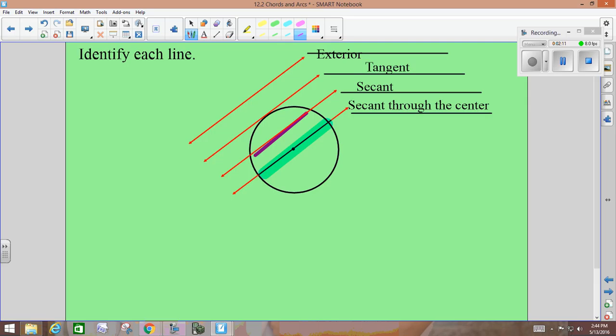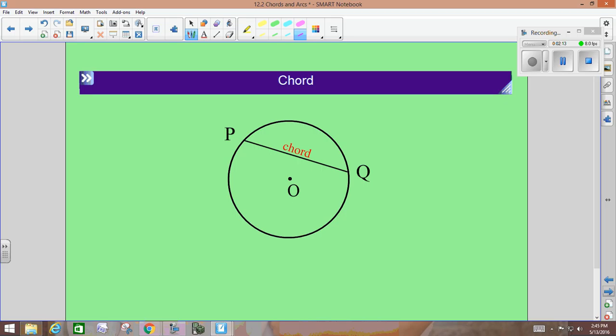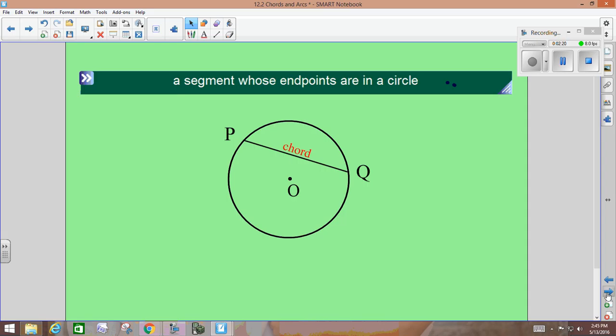That's what the next definition is. A chord is a segment who has endpoints on the circle. So I'd call that chord PQ.